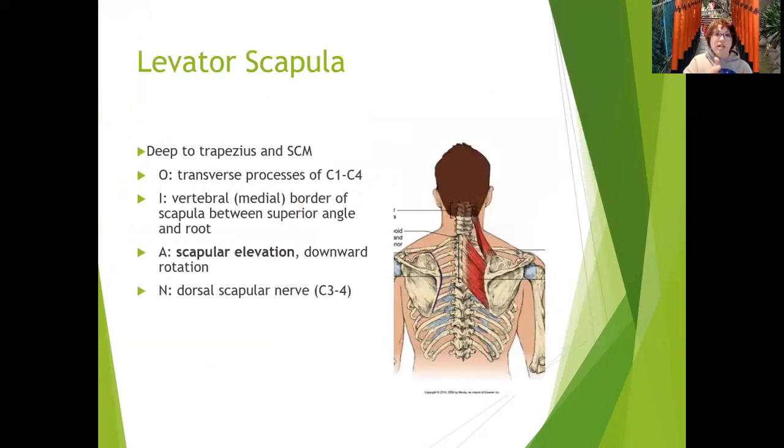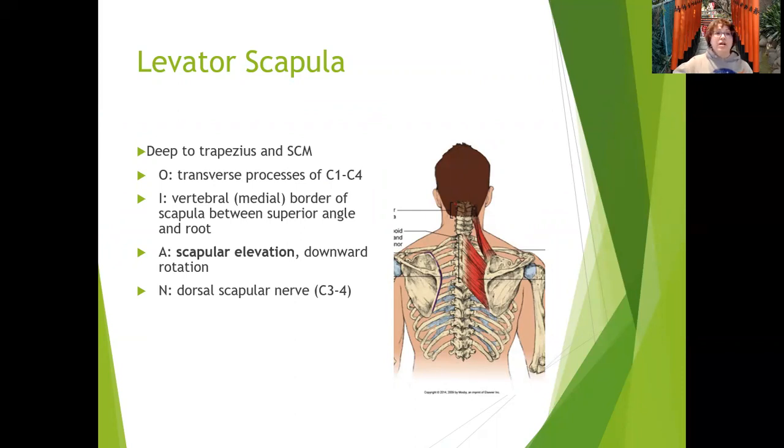So the levator scapula is deep to the upper trapezius. So the upper trapezius is the most superficial muscle on our upper back. The levator scapula is deep to the trapezius, and the sternocleidomastoid, which is in the front of the neck, if you want to think of it that way. We'll talk more about the SCM later. Its origin is the transverse processes of C1 to C4. And I have a bigger picture of the osteology coming up next.